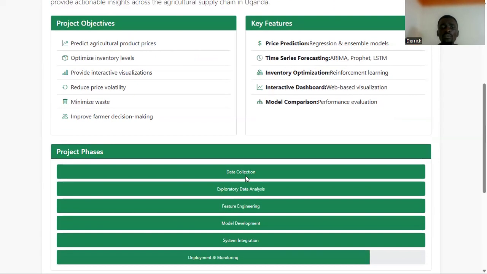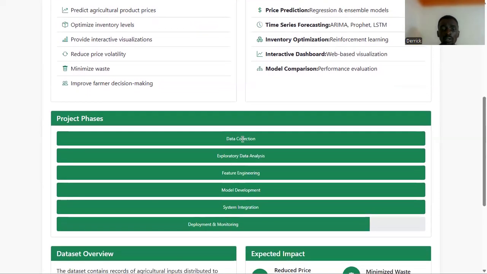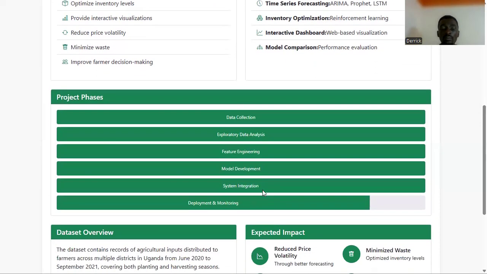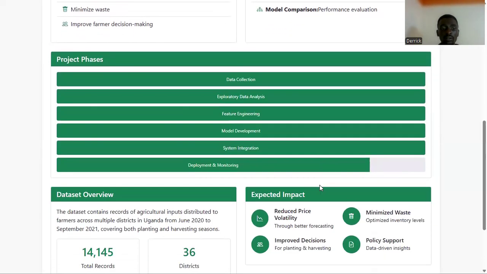The project phases are data collection, exploratory analysis, feature engineering, model development, system integration, and then deployment and monitoring. As you can see, the green is our progress, and all of them are finished, and we're currently not yet done with the deployment and monitoring, but the others are done.